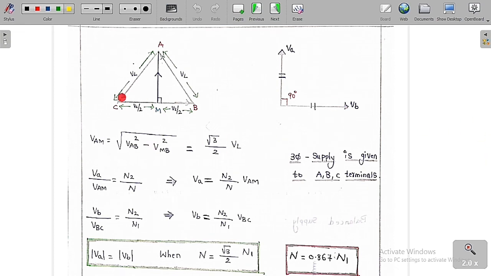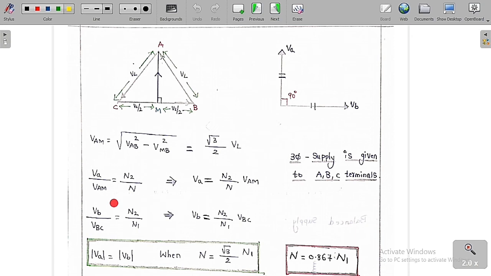Then what is VAM? By applying the Pythagoras theorem, VAM is equal to the square root of VAB squared minus VMB squared. VAB is equal to VL and VMB is equal to VL by 2. If you substitute here, we get root 3 by 2 into VL. So VAM is equal to root 3 by 2 into VL.